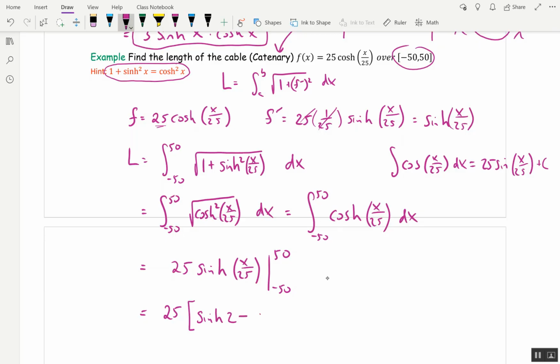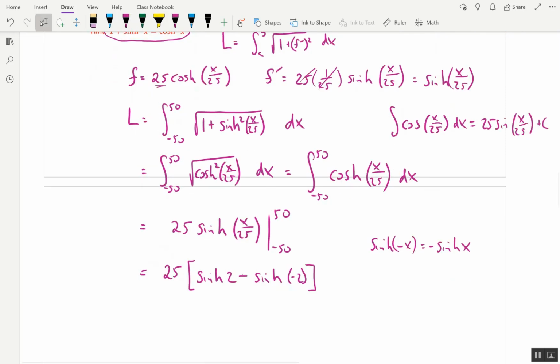minus sinh of -2. However, on the first page, we showed that sinh of negative x is negative sinh x. So this is 25 sinh 2 plus sinh 2, which is 25 times 2 sinh 2. Well, 2 times 25 is 50. So we get 50 sinh 2.